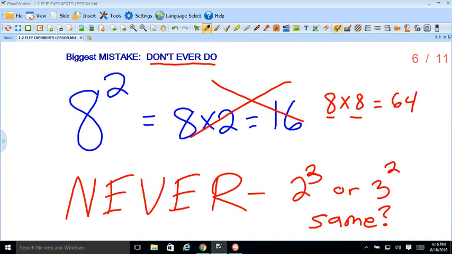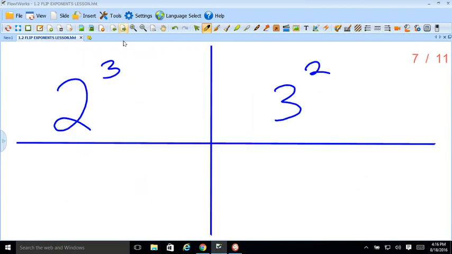Next question. 2 to the third power, 2 cubed, or 3 to the second power, 3 squared. Are they the same? Can we just flip-flop the base and the exponent? If you just flip-flop them, will you get the same value? I don't know. Let's investigate. Ask yourself what 2 to the third power looks like. You should say, I have a base of 2, so I'm going to use 2s, and I'm going to have 3 of them. 2 times 2 times 2. 2 times 2 is 4. 4 times 2 equals 8.